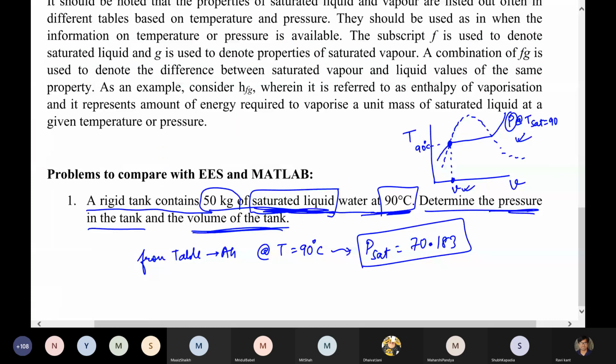Okay. Now I have these two properties in our hand. Now I want to calculate the specific volume or the volume of the tank. Once I have the volume of the tank and the mass, I'll divide to get the specific volume. Or if I want the total volume of the tank, I can just multiply the given 50 kg by the specific volume. Now that we have these two properties, we can estimate our specific volume by looking at the table again. Let's see how.